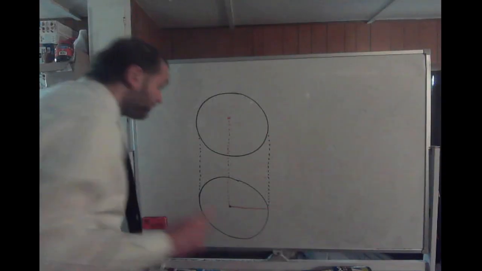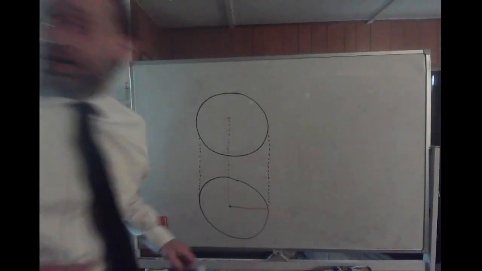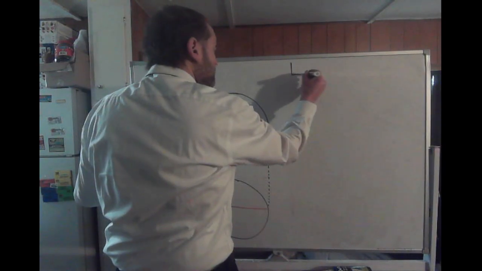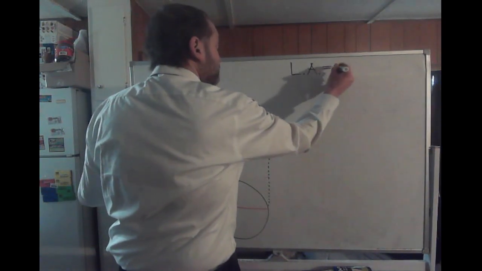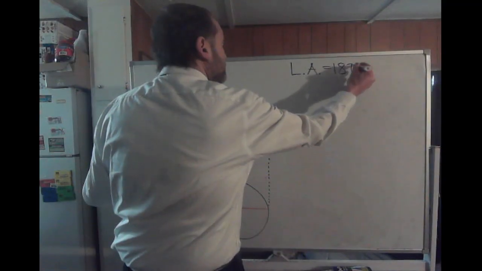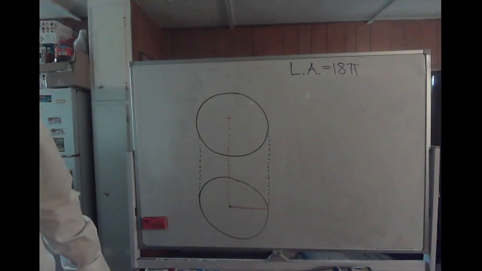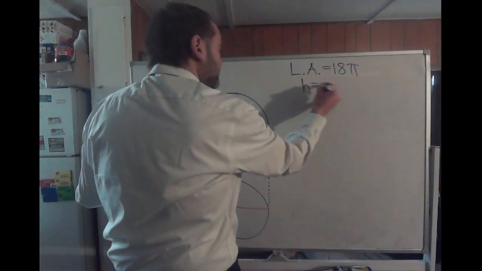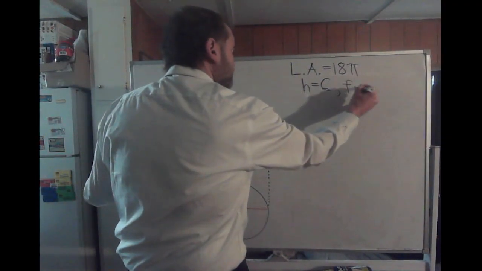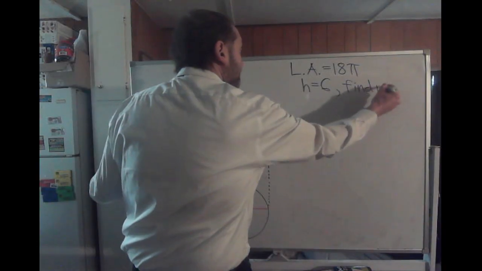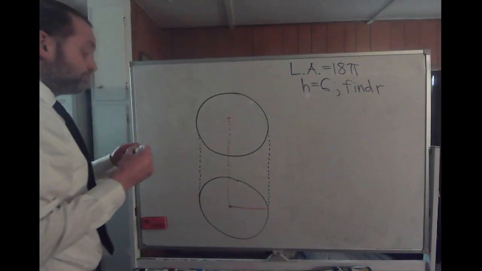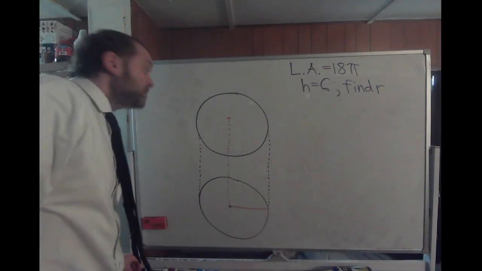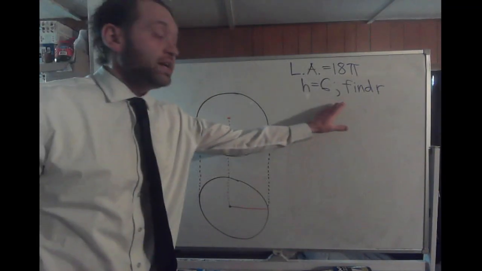Okay. This time you are given that the lateral area equals 18 pi square units. You're given the lateral area. You're even given that the height equals 6. They want you to find the radius. So you start out with your lateral area equals 18 pi, your height equals 6, find the radius.